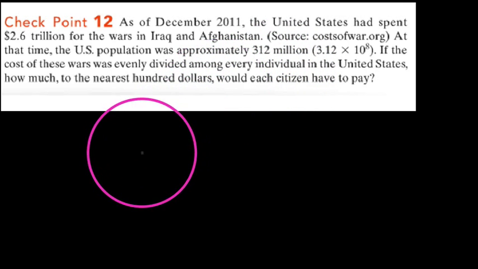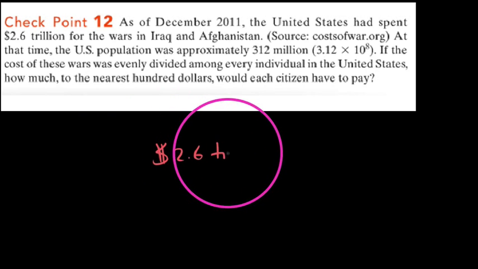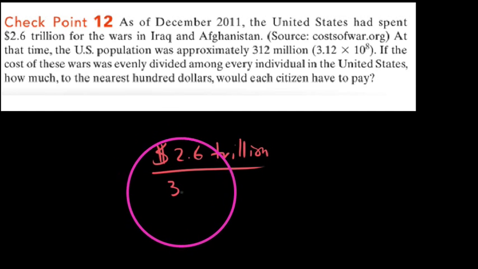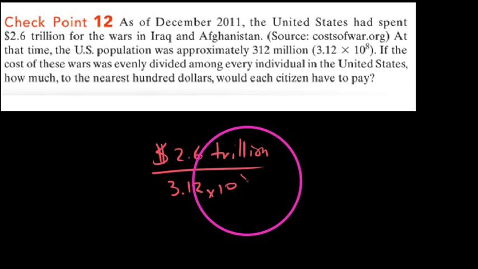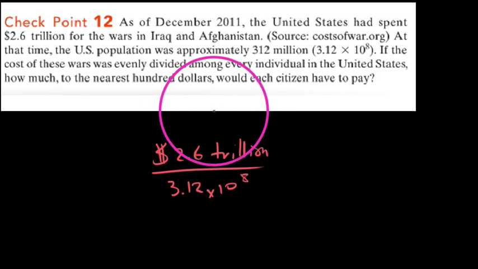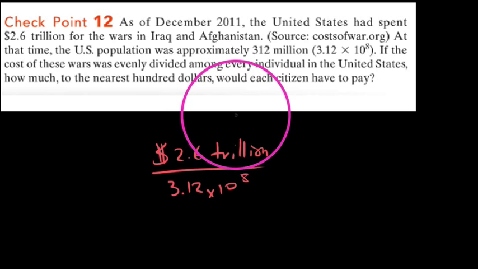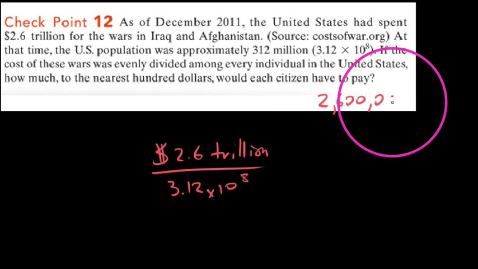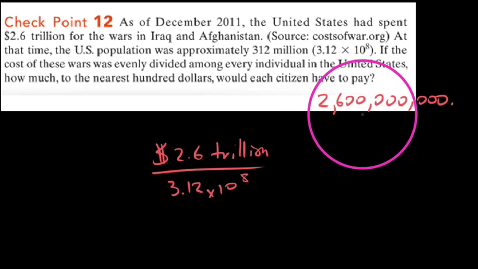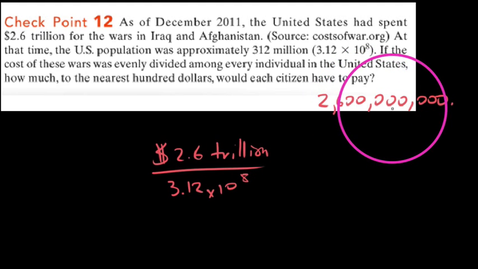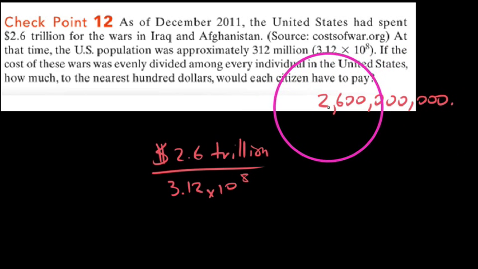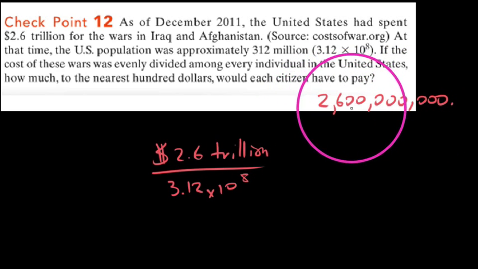So really this is just a division problem. What we're going to do is take $2.6 trillion and divide it by 312 million, which is nice because we've already been provided with that information. The 2.6 trillion, we're going to rewrite in scientific notation. And trillion, I want you to think about this. 2.6 trillion is really just this number right here. That's 2 trillion 600 billion dollars.